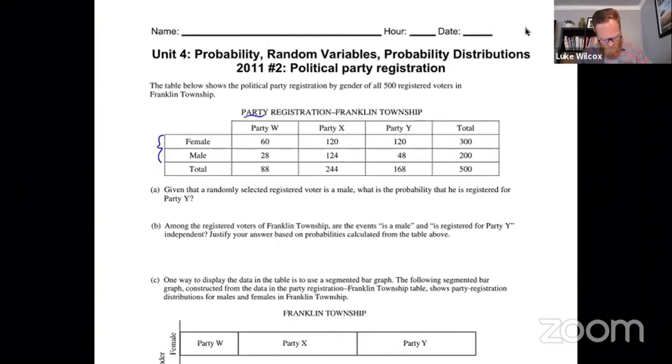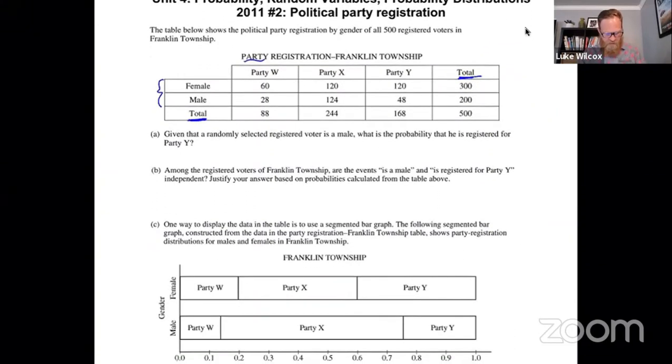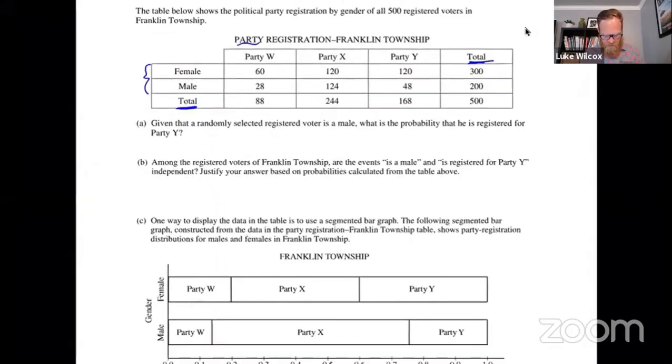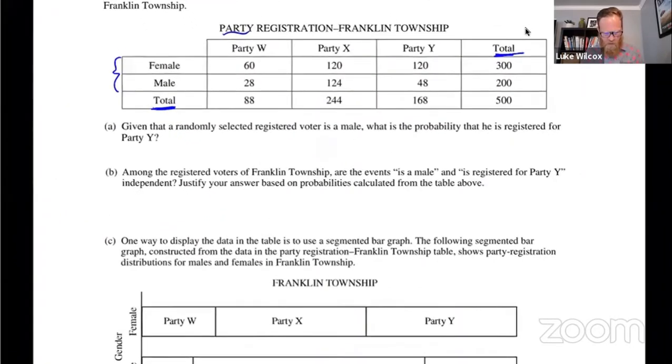And then also just to make sure that we note that this 2-way table has already calculated totals for us that we may need in order to solve some of these questions. So here's part A. Part A says, given that a randomly selected registered voter is a male, what's the probability that he is registered for party Y? Okay, this is a probability question, and it definitely sounds like a conditional probability because there is a given condition.